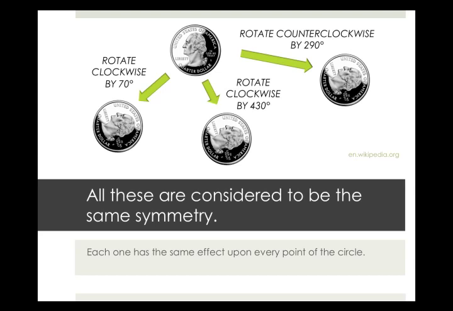What that means is every point of the circle and every point of the quarter has been moved to the same position by the larger rotation as by the smaller rotation. They have exactly the same effect on every point. And for that reason, we consider those to be the same motion. That is to say, the same symmetry of the circle. If we're counting symmetries, we wouldn't want to count those two twice.